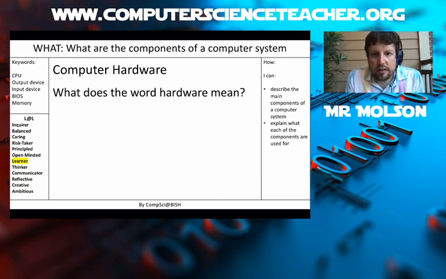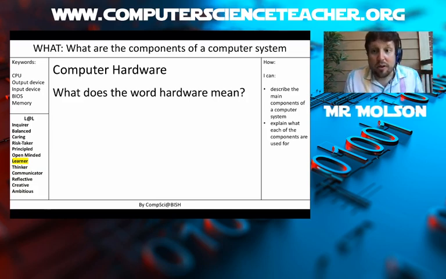As I said, we're going to talk about the components that make up a computer system today. So what we need to do first is make sure we understand some keywords. Our first keyword is hardware. What do we mean by hardware? Again, I want you to give yourself a minute and have a think about what you think hardware means. So pause now.